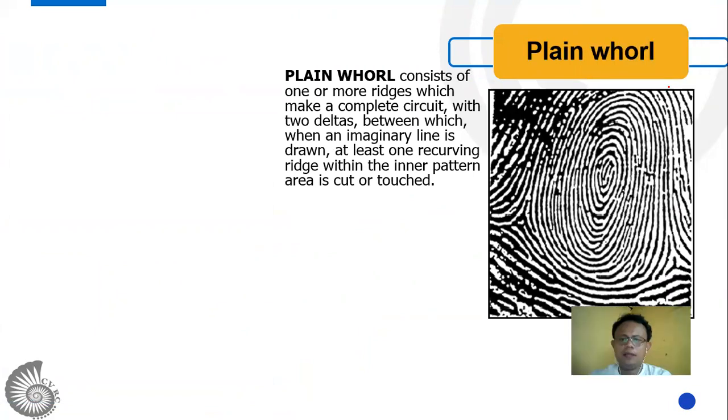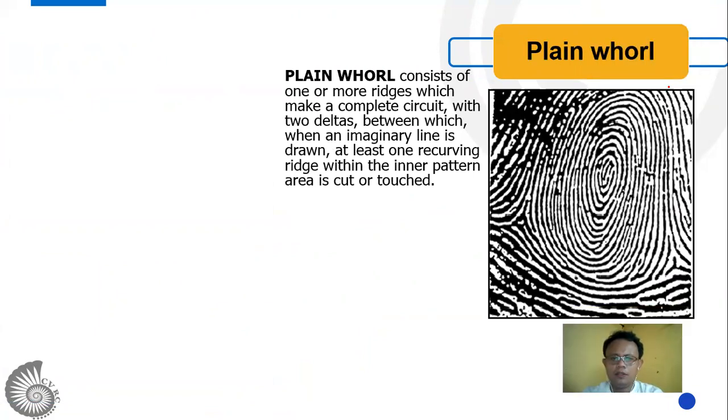Let's proceed to the plain whorl. The plain whorl consists of one or more ridges that make a complete circuit with two deltas, between which, when an imaginary line is drawn, at least one recurving ridge within the inner pattern is cut or touched. These are quite confusing for most students, the plain arch and plain whorl. Although it's easy to identify if we have an image, take note that in the board exam there is no image anymore. It's always words. So take note of their hint, their clue.